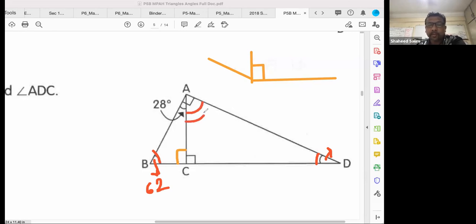Then the next one, find what this is. What is this? 90, this is 90. Minus 28, you get 62. Ready? You are confused already. A little bit. It's okay.